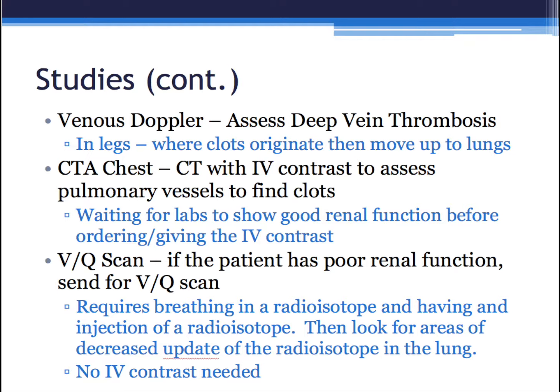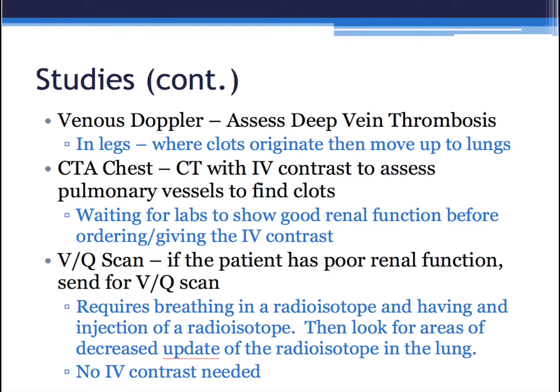So in this particular case, giving IV contrast, we have to make sure the patient has good renal function, because if they don't have good kidney function, we can push them into kidney failure. So if a patient's a dialysis patient, those patients would not be getting CTs with IV contrast because we already know they're in kidney failure. So we have to look for a different modality or test in order to diagnose if they do have a clot in their lungs. That particular test is called a VQ scan.